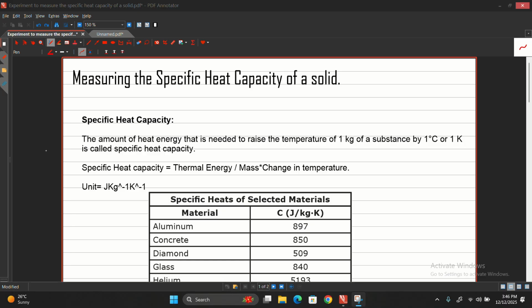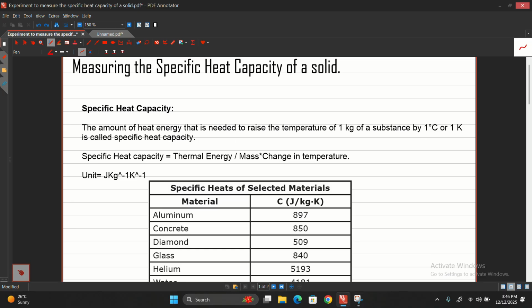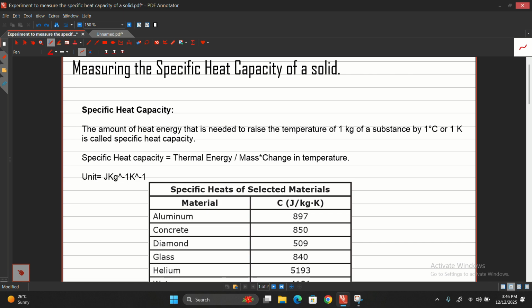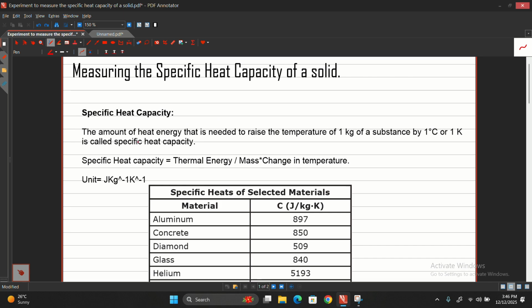Now, what actually is specific heat capacity? Specific heat capacity defines the amount of heat energy that is needed to raise the temperature of a 1 kg substance by 1 degree Celsius or 1 Kelvin. So specific heat capacity represents a certain amount of heat energy, and that particular amount of heat energy is needed to raise the temperature of 1 kg of a substance by 1 degree Celsius or 1 Kelvin. That's what specific heat capacity means.